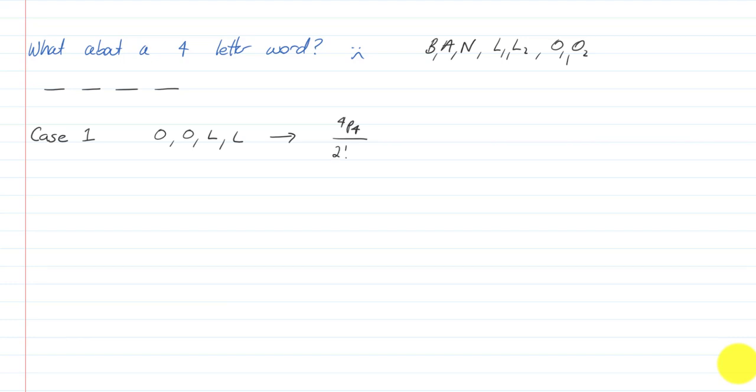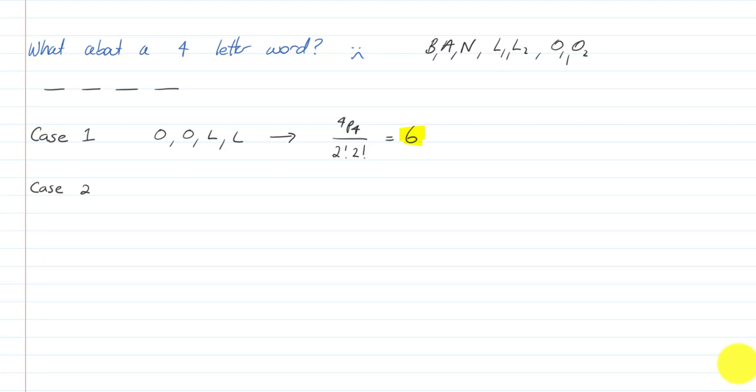We have to divide by 2 factorial, because we've double counted the reversed L's and the reversed O's. So 4P4 divided by 2 factorial is 6. And I'll highlight that. That's our first one. And then we're going to have a look at case 2.